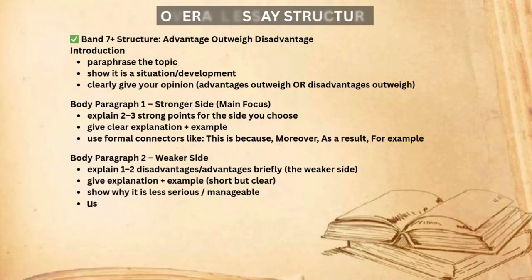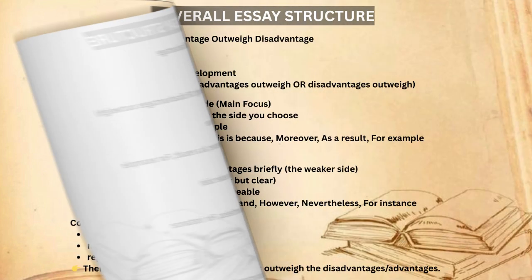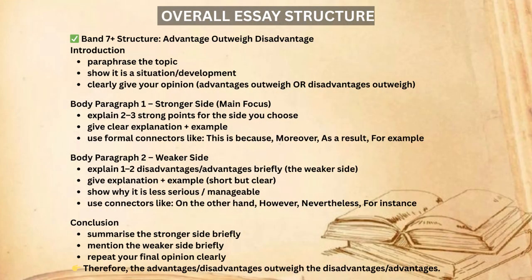Now let's understand the overall essay structure for band 7+. In the introduction, you should paraphrase the topic, show it is a situation or development, and clearly give your opinion. Advantages outweigh or disadvantages outweigh.